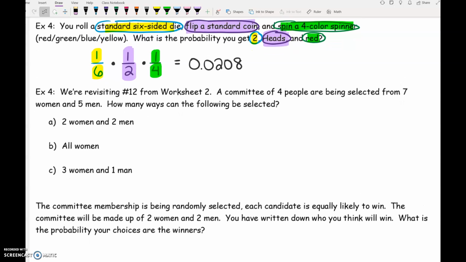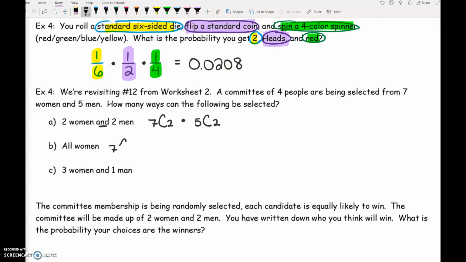Okay, next we're going to revisit number 12 from worksheet 2. I don't know if you remember this one. A committee of 4 people are being selected from 7 women and 5 men. How many ways can the following be selected? Really, for 2 women, we've got, because it says and, 2 women, we would do 7 women, we're choosing 2 of them. For the 2 men, we have 5 men, we're choosing 2 of them. We would multiply those together because and means multiply.